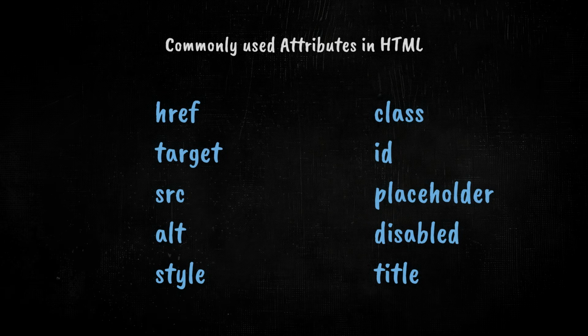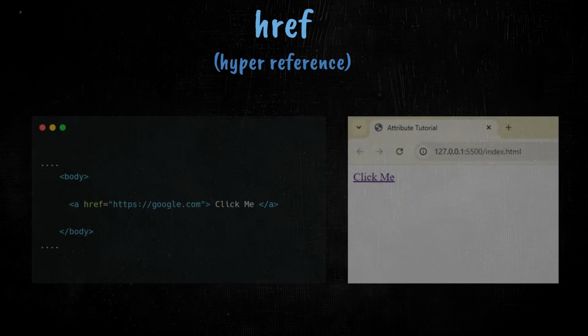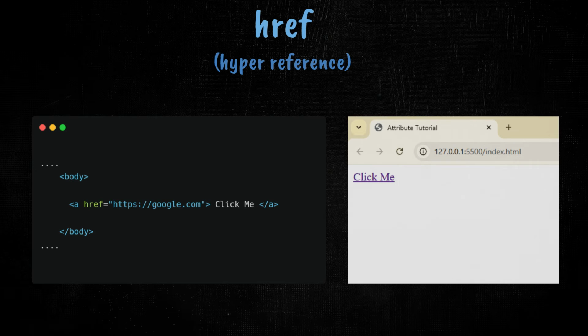These are the ones you will see again and again as you start building real web pages. So let's go through them one by one with a quick example so you can actually see how they work. In the list of attributes, first we have the href. This attribute is used with the anchor tag to set the destination link. This basically tells the browser where to go when the link is clicked.